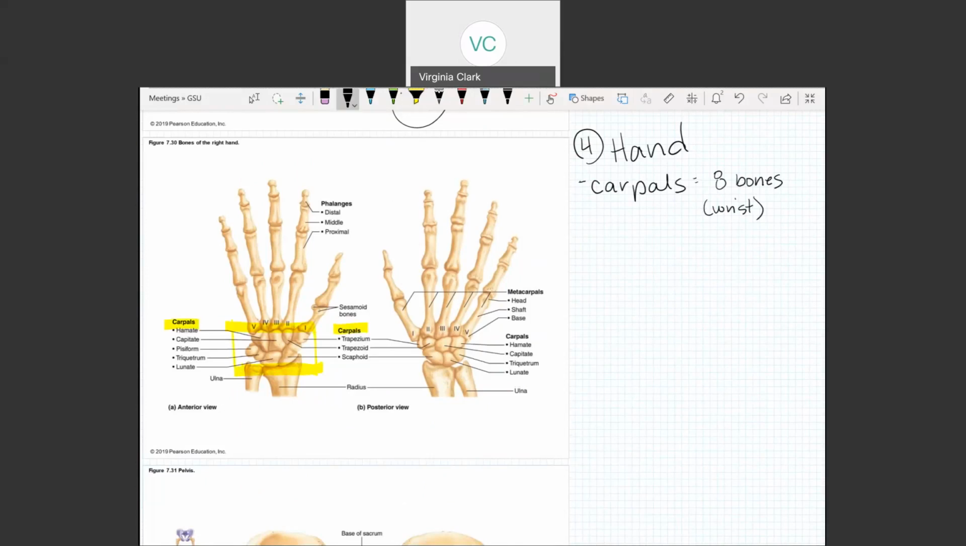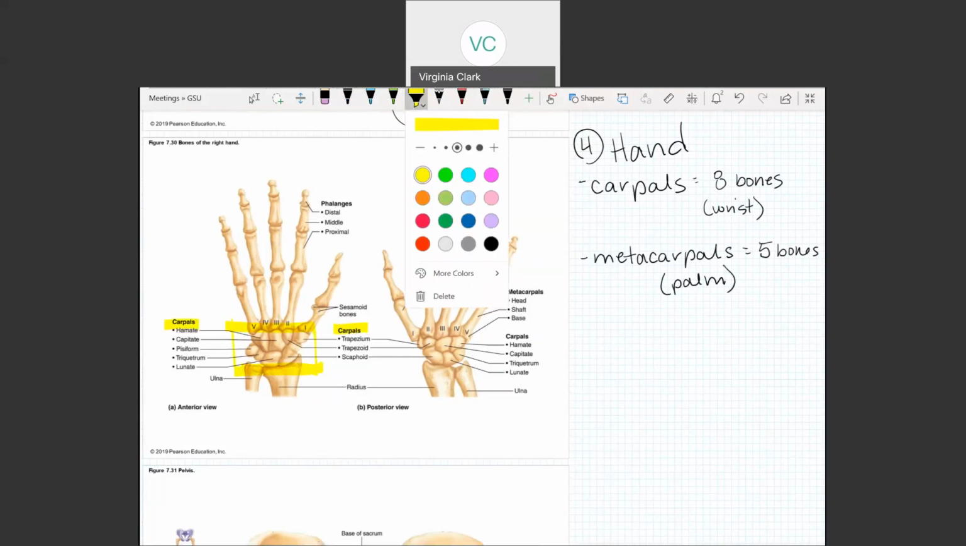The next section that makes up your hand is going to be your metacarpals. Your metacarpals are made up of 5 bones, and these are going to be the bones of your palm.